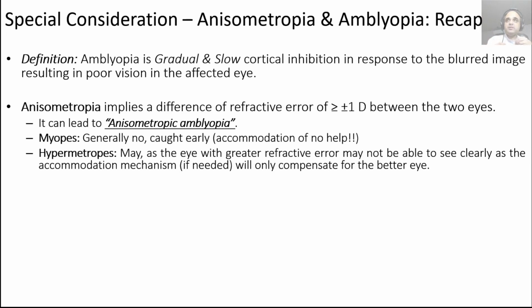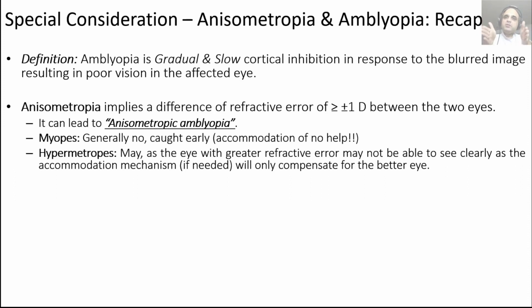Hypermetropes can suffer from amblyopia because of anisometropia simply because, in spite of the fact that they can overcome their refractive error by the use of their accommodation, the accommodative effort or amplitude of accommodation will only work so far as to correct the vision in the eye with the lesser amount of refractive error, because the process of accommodation will stop once one of the eyes is generating a clear image. That would be the eye with the lesser amount of refractive error, because if the accommodation increases any more, it would start producing a blurred image in an eye which was generating a clear image before.